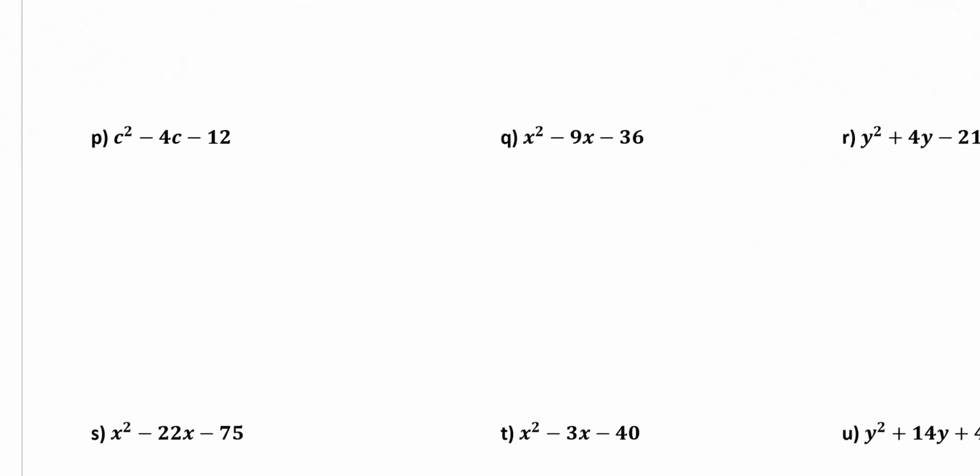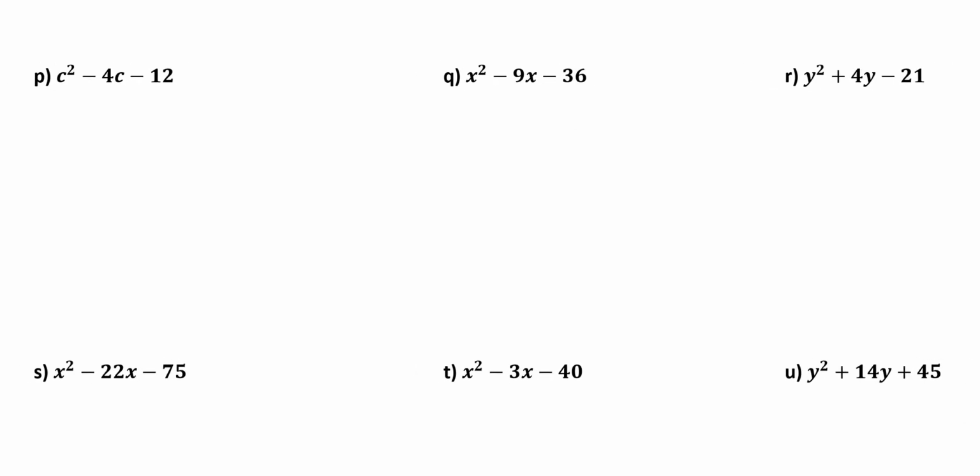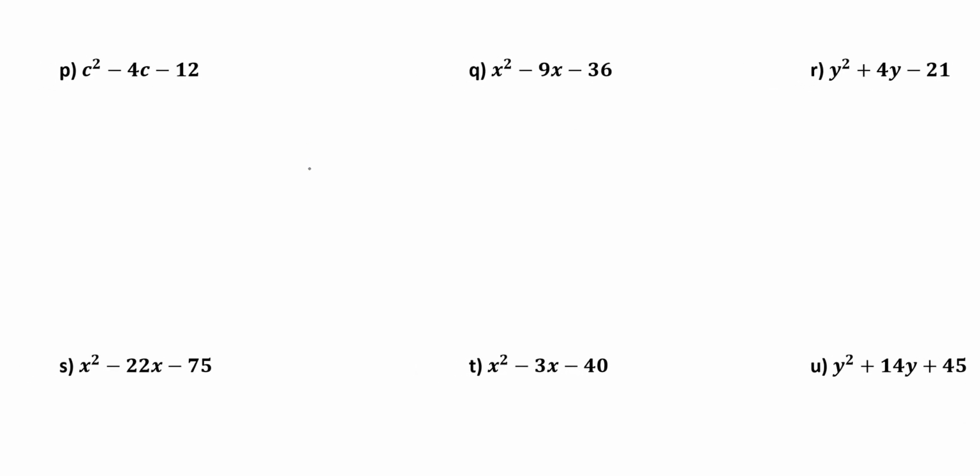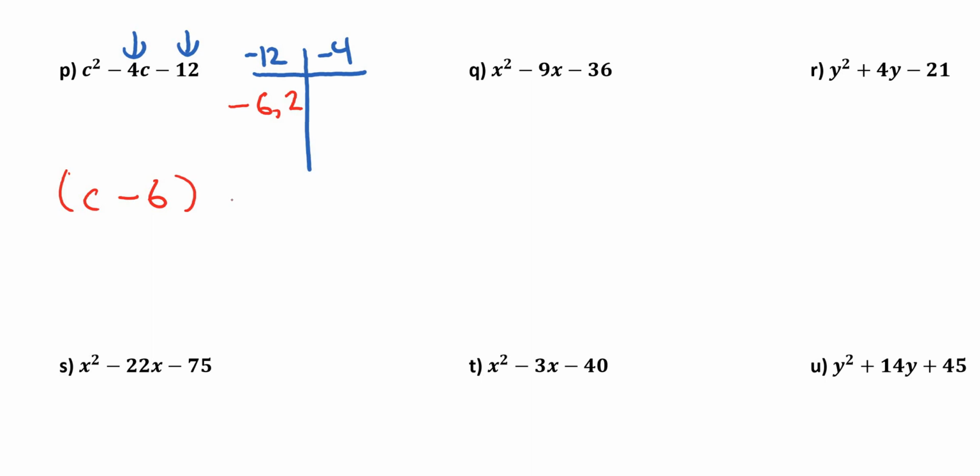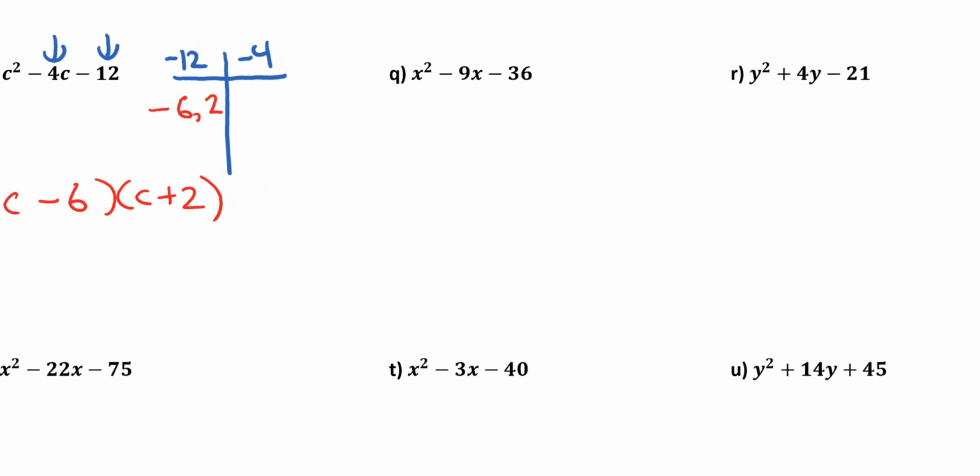Okay, let's keep on going here. We still have quite a bit more to go here. Okay, another table here. My numbers are negative 12 and negative 4. Well, the two numbers that multiply to negative 12 and add to negative 4 are negative 6 and 2. All right, so in order to complete that factoring, I have C minus 6 and C plus 2. And that should do it.